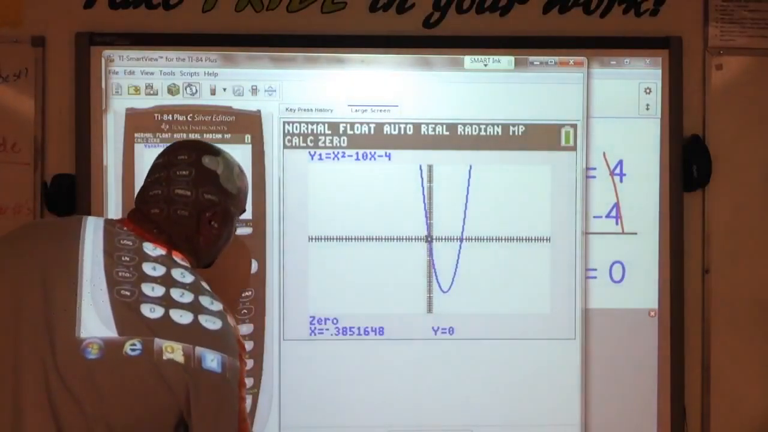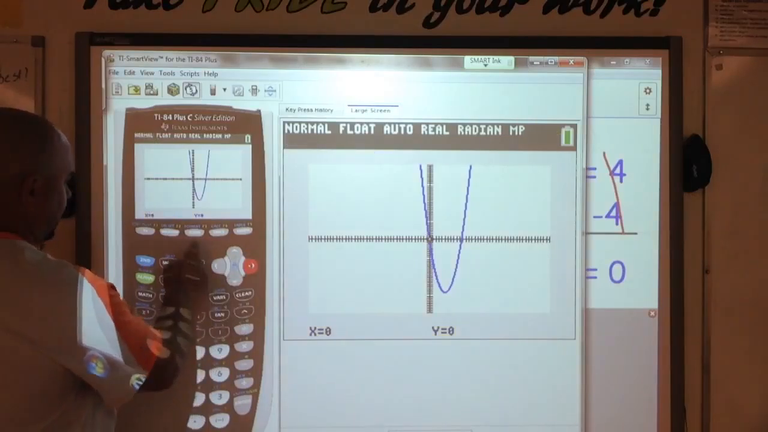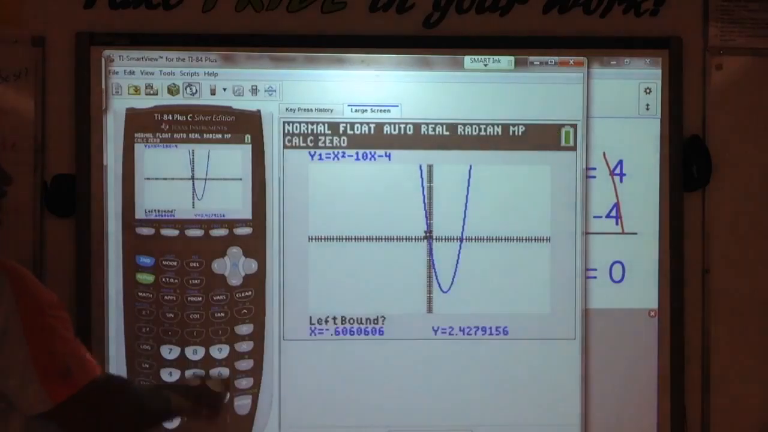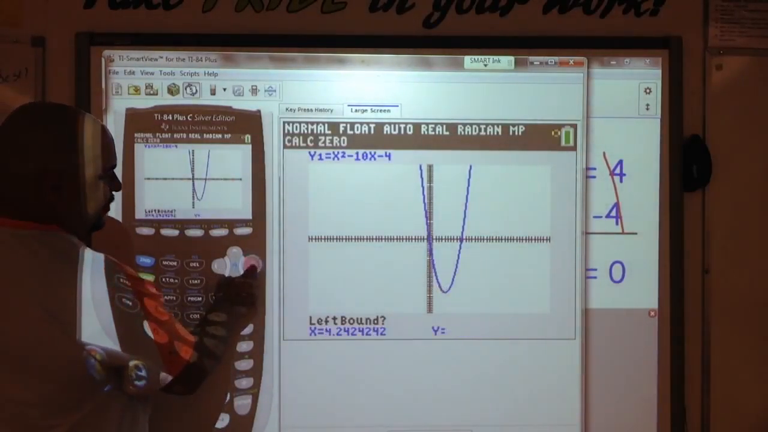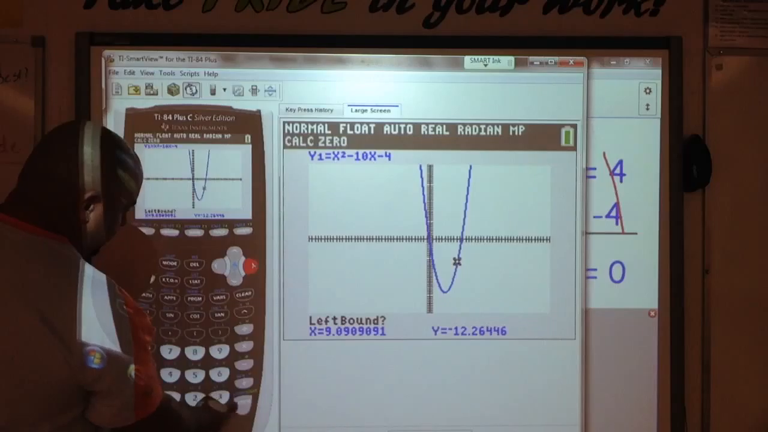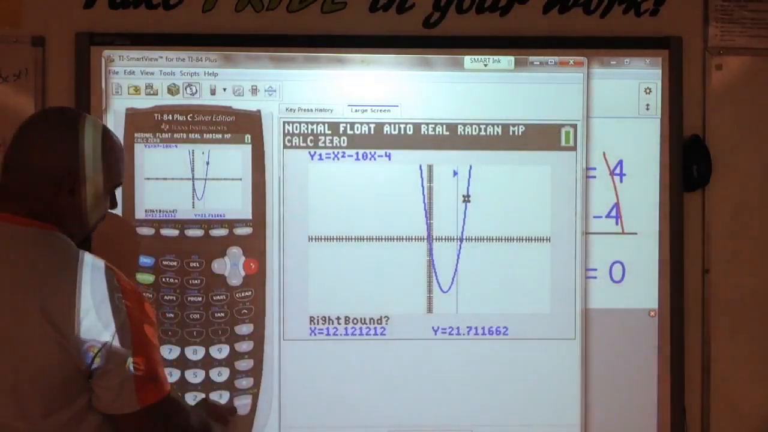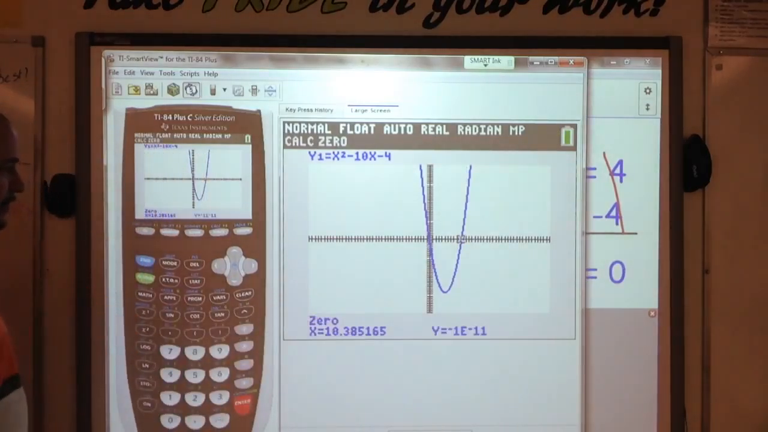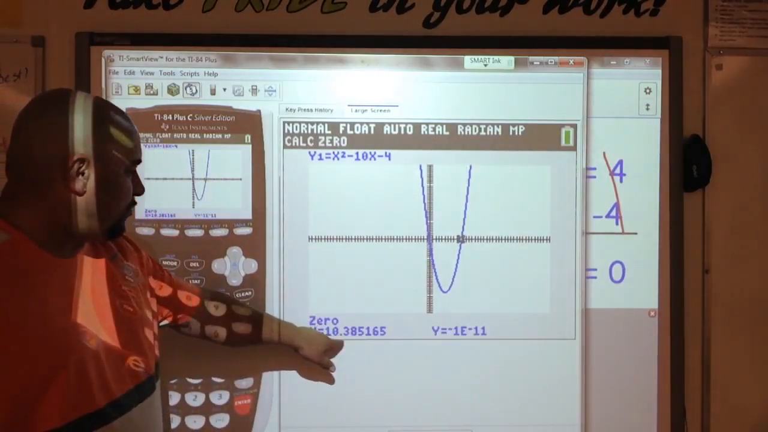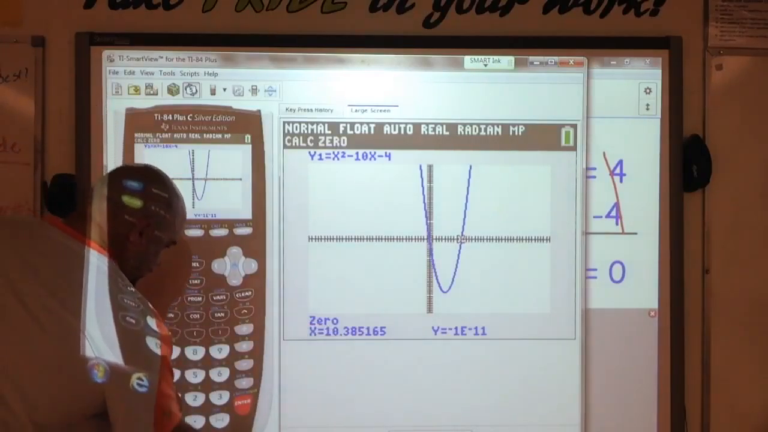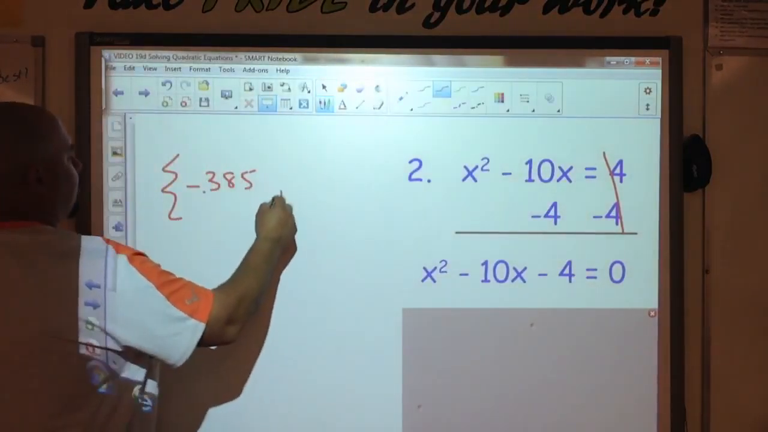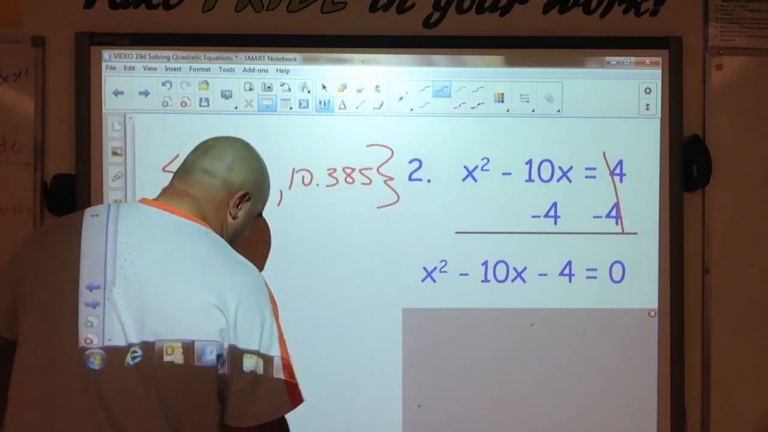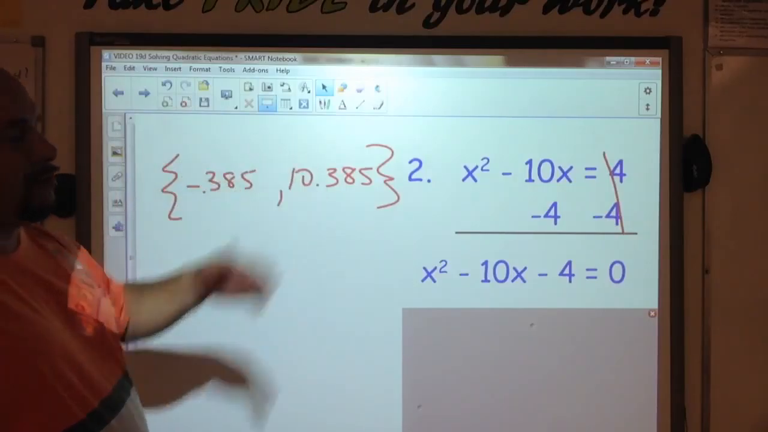And then I go back to the other one. So now I'm going to hit second and trace again. I'm going to calculate my 0. And I'm going to go to the left side of the other point, which is right there, and then to the right side. And then I'm going to hit enter, enter again, because I wanted to guess. So notice here my 0 is 10.385. So my second one is 10.385. So those are my 2 solutions for number 2.